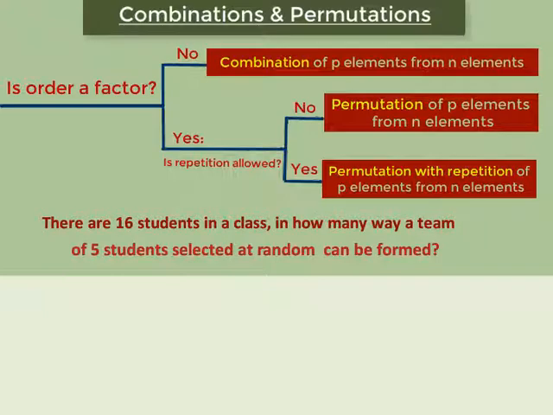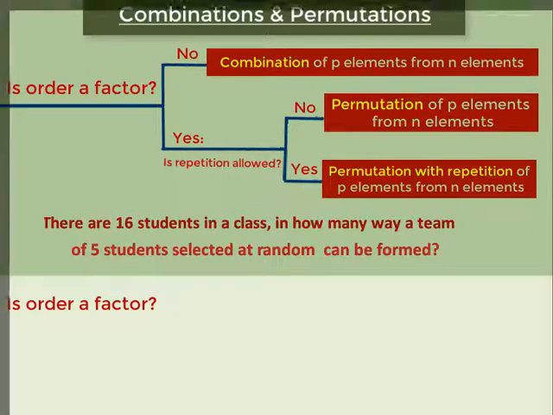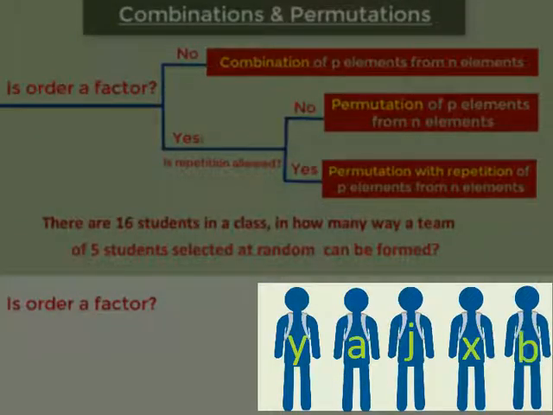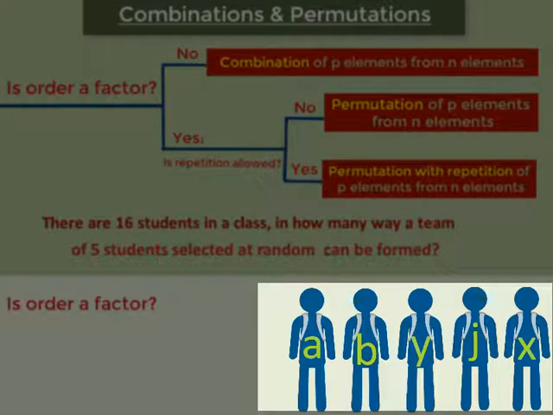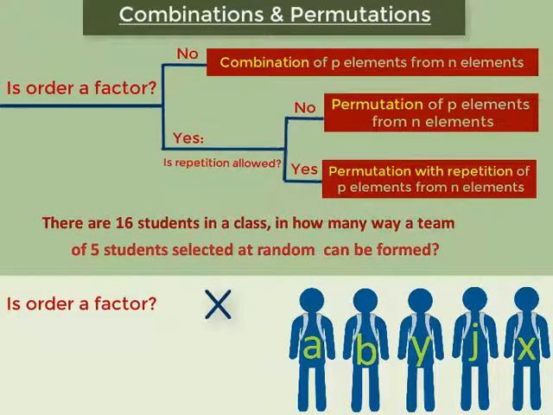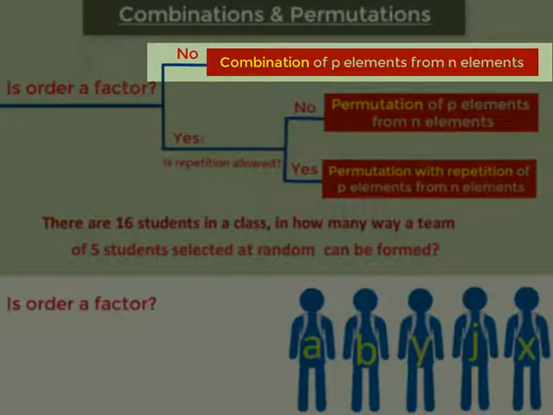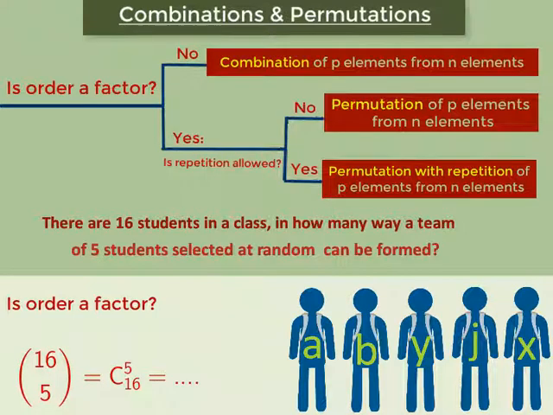First of all, in this example, is the order a factor? Take for example the team formed by the students Y, A, J, X, and B. Let's see, when the order of students changes, does the team change? No. So the order does not matter. Then each team is a combination of 5 students from 16, and here is the number of possible teams.